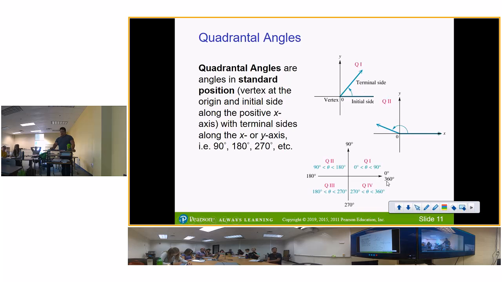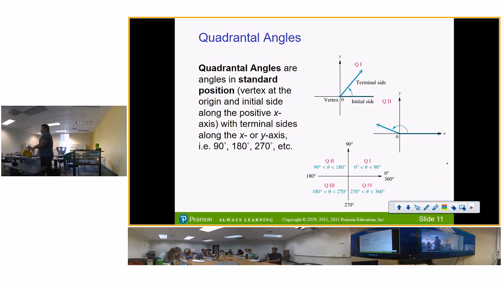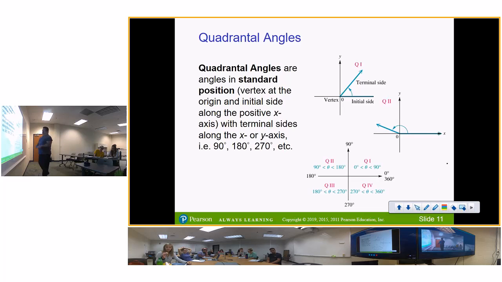But this is where your unit circle comes from. 0, 360. Remember me telling you 0 and 2 pi? Well, this is where your unit circle starts. This is where it originates. So, the unit circle to trig is like X and Y is to algebra. If you don't learn the unit circle, then you might as well just go ahead and drop the class.